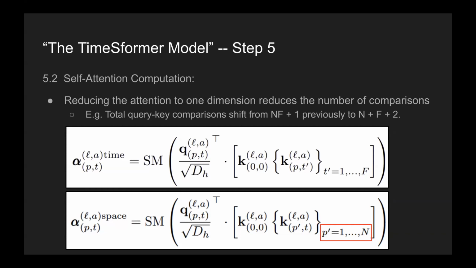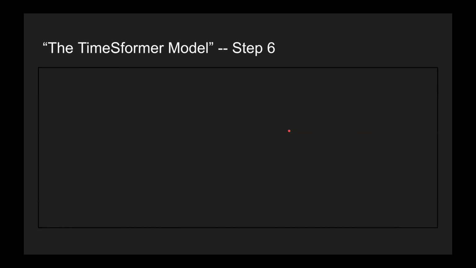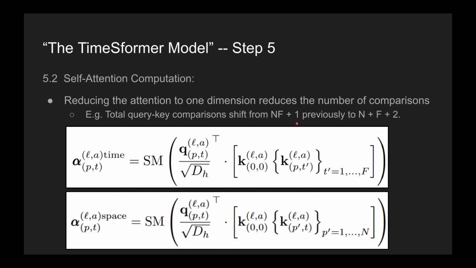Previously in the transformer model, as I just discussed, we considered space and time simultaneously. That was N times F plus 1, right? Now it's N plus F plus 2. And the reason for this is N comparisons plus F comparisons, but you have to remember the plus 1 here and the plus 1 here. So it's N plus F plus 1 plus 1. So we get N plus F plus 2. That is the reason why it is faster. It is fewer comparisons. So those are the CLS tokens, right? The additional 2. Yes, the classification, yes.